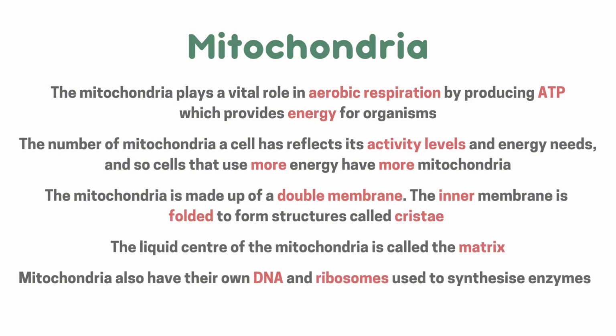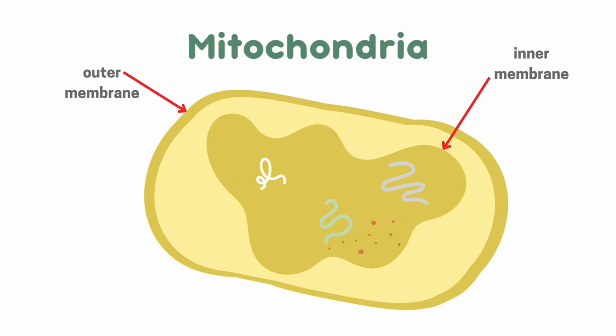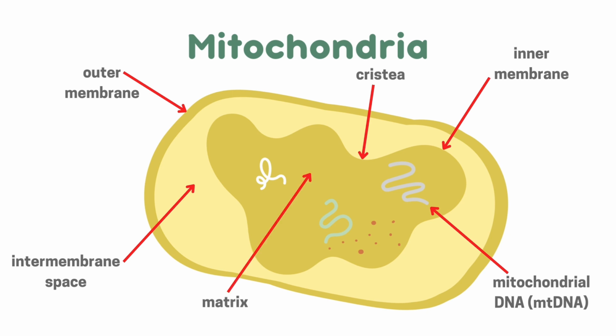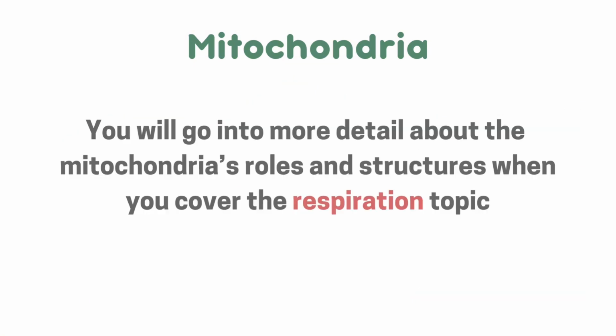Mitochondria also have their own DNA and ribosomes used to synthesize enzymes. These enzymes are used in respiration. Here is the mitochondria with its outer membrane, inner membrane, intermembrane space, cristae, mitochondrial DNA, the matrix, and the ribosomes. Here is the mitochondria within an animal cell and a plant cell. You will go into more detail about the mitochondria's roles and structures when you cover the respiration topic.